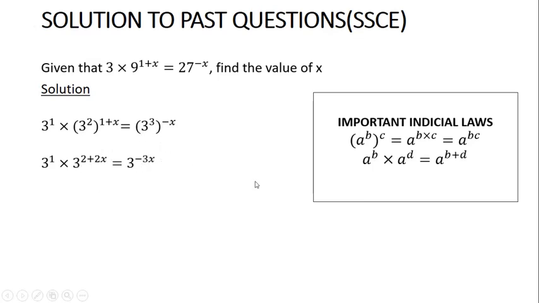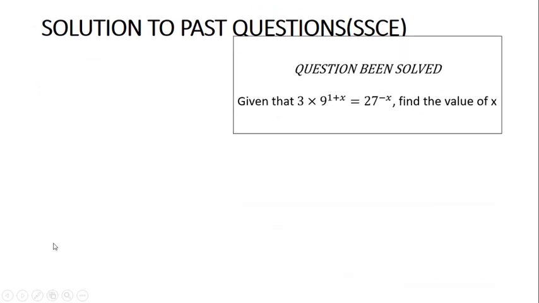And then at this point, we introduce the second law, which states that when you are multiplying, add the powers, then this follows. So by the time you add the powers, we have 1 plus 2 plus 2x, which equals 3 raised to the power minus 3x. Then when you add this, it becomes 3 plus 2x. Since they are both the same figure, we can cancel out this 3, and then we arrive at this: 3 plus 2x equals minus 3x.